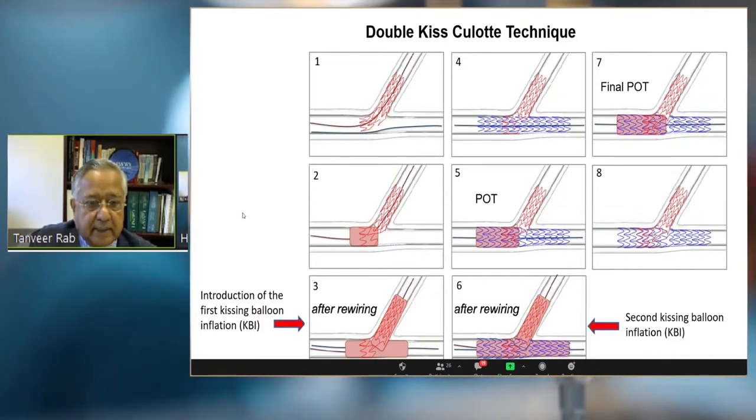And you dilate the stent struts. After rewiring, you do the first kissing balloon inflation. So this was new for culotte, okay? And after that, you put the stent across the left main, say to the LAD.